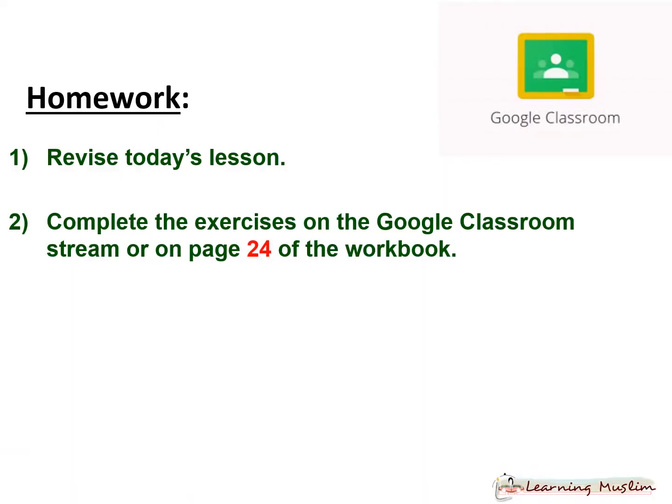So for homework, revise today's lesson and then complete the exercises on the Google Classroom stream on page 24 of the workbook.